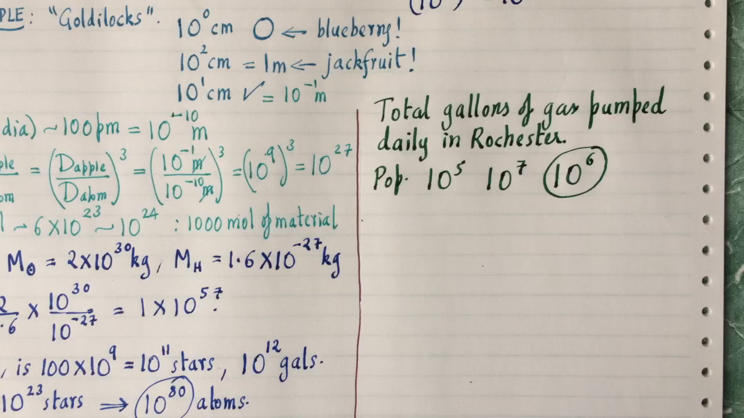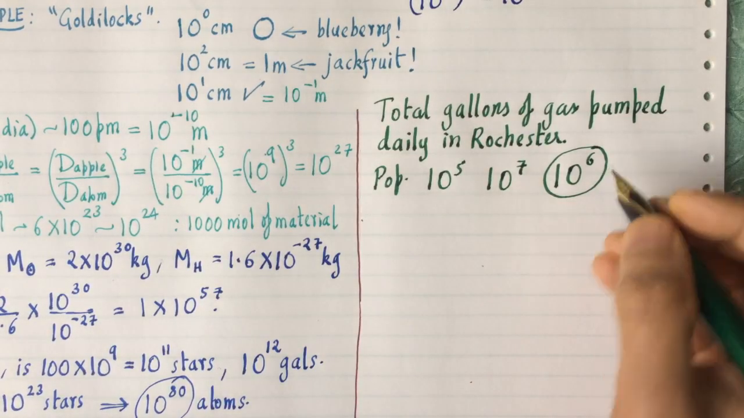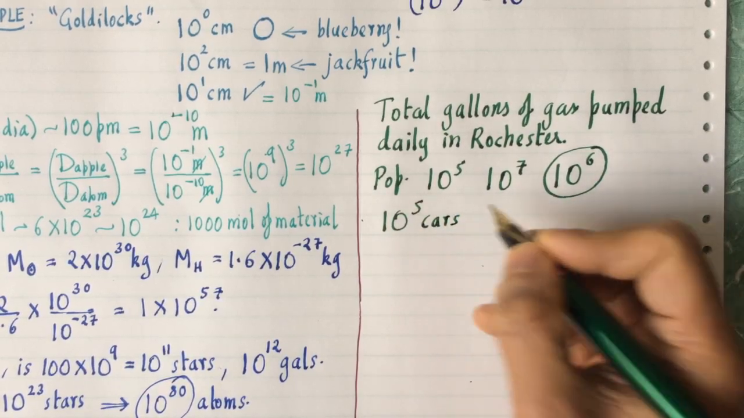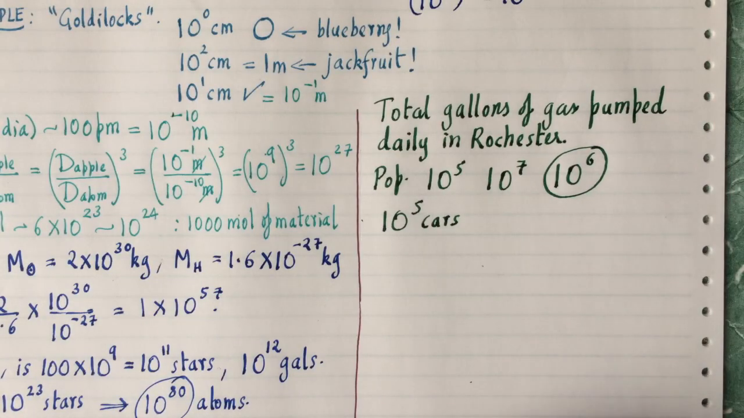All right. How many cars per person? Does every single person have a car? Likely not. Is there one car to 100 people? That seems too little. So maybe one car for every 10 people, which means there are 10 to the 5 cars. And this includes cars that come in and out of Rochester on a daily basis.